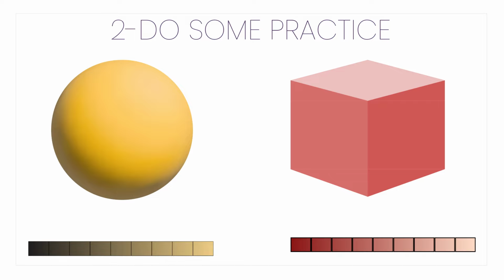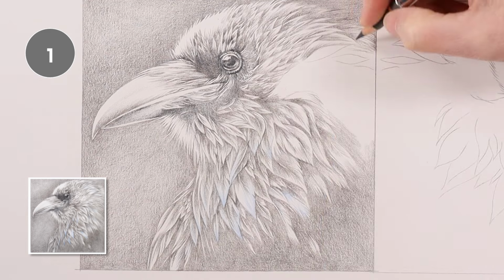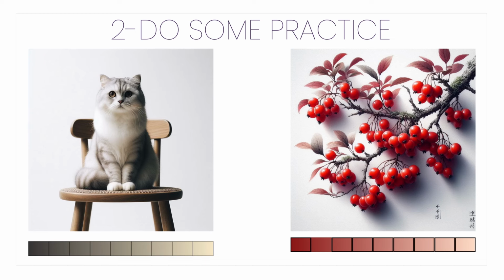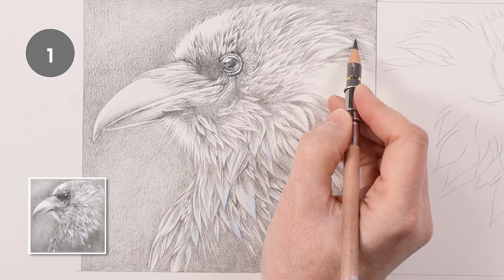Start with simple objects such as spheres or cubes and gradually move on to more complex subjects such as portraits or landscapes. This is going to help you understand how values work in different contexts and really improve your drawing skills overall. And number four, use a value drawing tool.